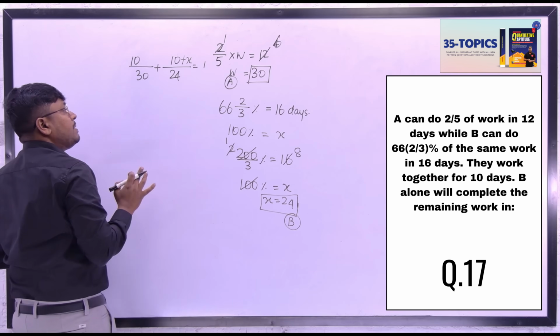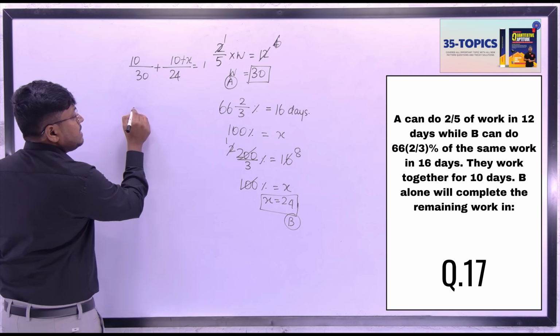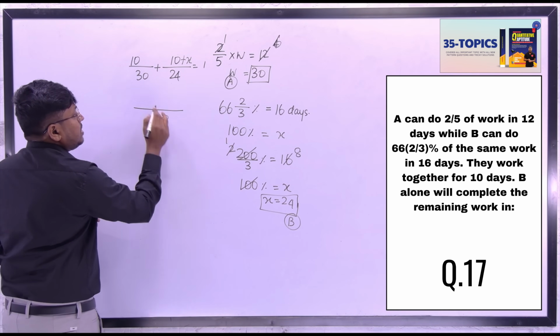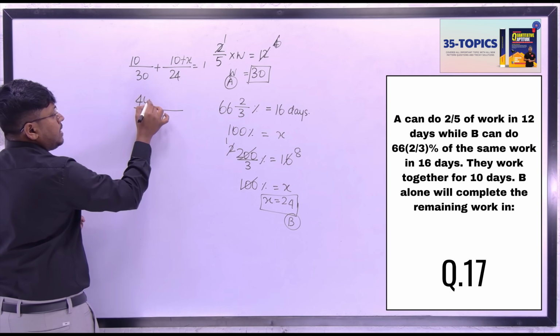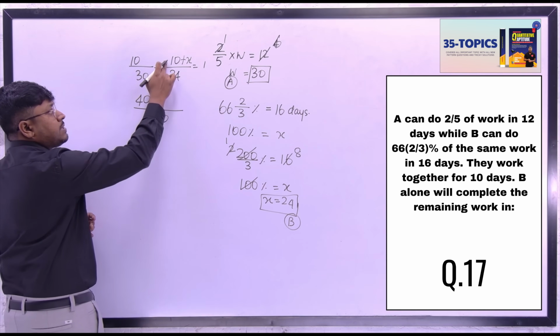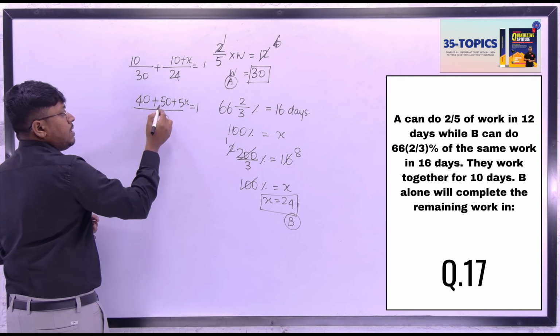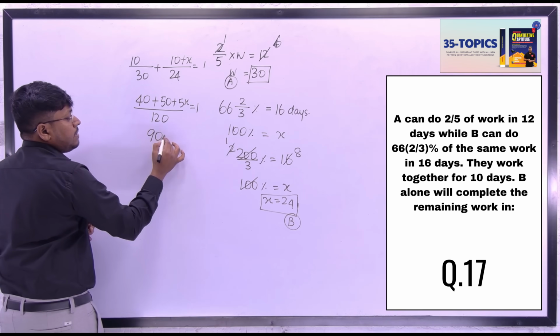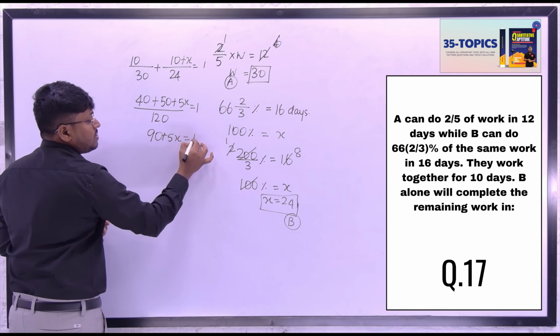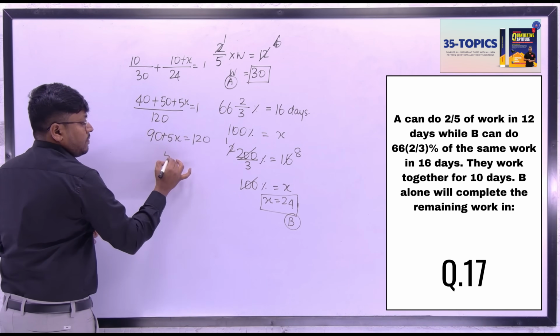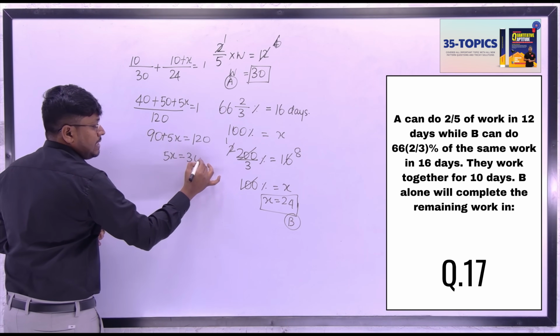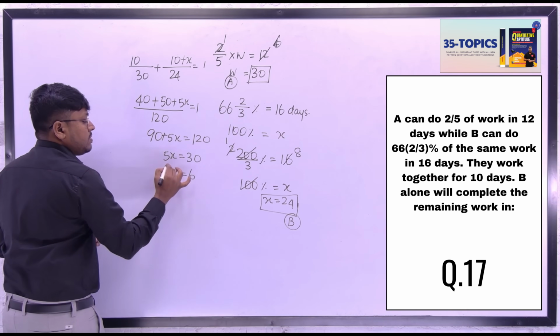Now just cross multiply it, or else we can take an LCM as 120 here. So this will be 4 times 10, which is 40, and this will be 5 times 10, which is 50, plus 5x is equal to 120. So this will be 90 plus 5x is equal to 120. So 5x is equal to 30 here. So x is equal to 6.